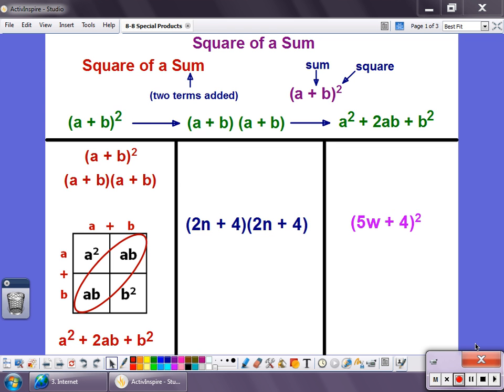There are three kinds of special products you need to learn about in order to be able to factor later on. Special products are multiplication problems with polynomials that follow a specific shortcut or pattern. The first type of special product is called the square of a sum.